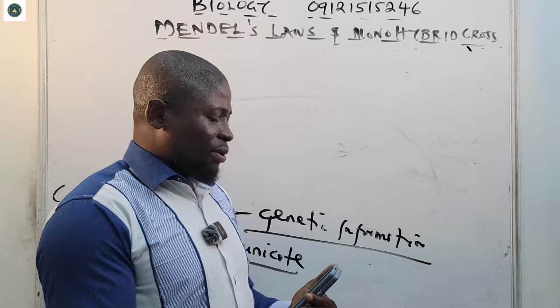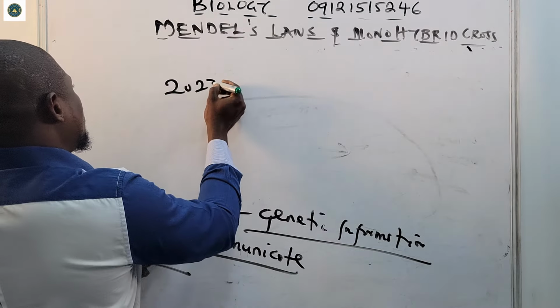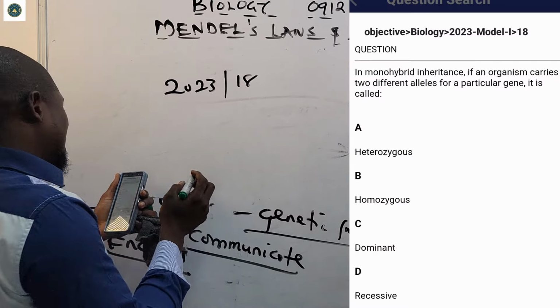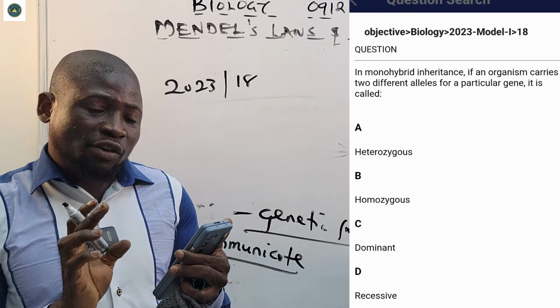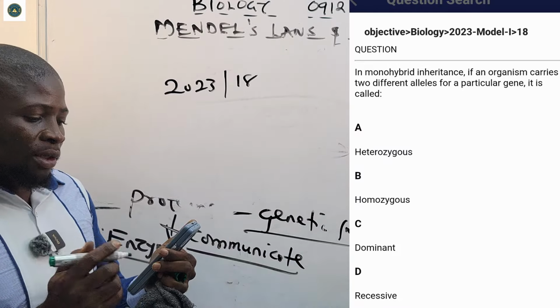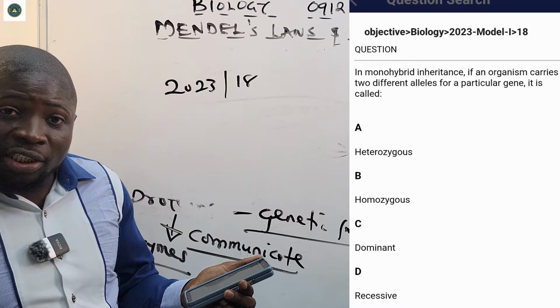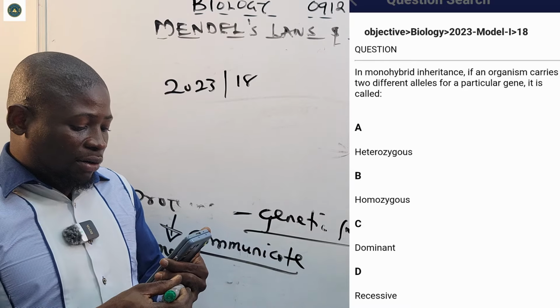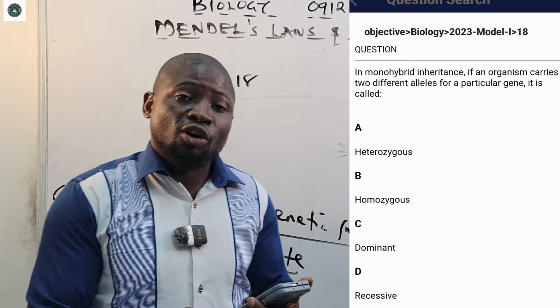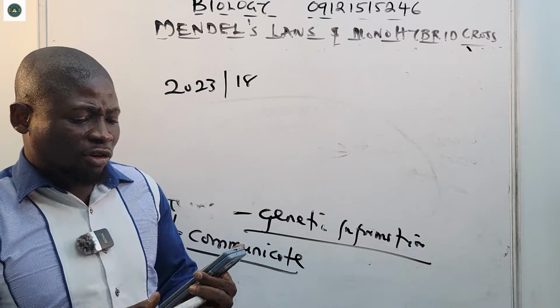Now, this is a 2023 question, number 18. It says that in monohybrid inheritance, if an organism carries two different alleles for a particular gene, it is called what? Two different, dissimilar alleles. Is it heterozygous, homozygous, dominant, or recessive? You know the answer now. Tell me the answer in the comment section.